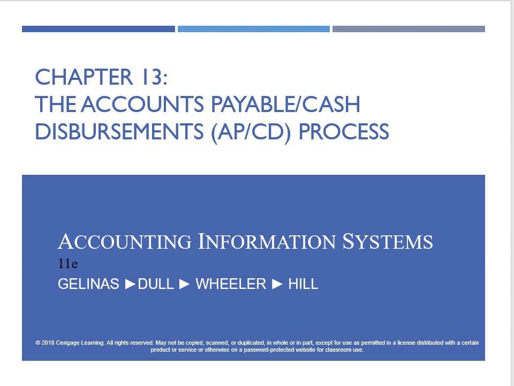This is chapter 13 of our textbook, and it follows from what we covered in chapter 12. In chapter 12 we covered the first three steps in the purchasing process: identifying the need, determining what we need to buy, when to buy it, and what quantity to buy. The second step is to issue a purchase order to a vendor. The third step is to receive the shipment from the vendor.